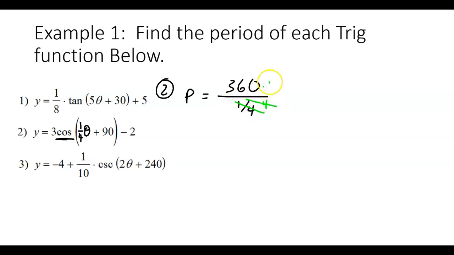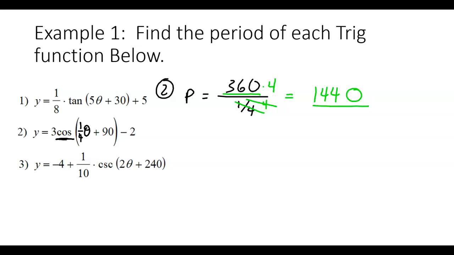But whatever I do to the bottom, I've got to do to the top. So 360 times 4. I believe that would be 1440, if I'm not mistaken. So that's a really big period. Usually cosine would complete its cycle in 360 degrees, but now it's been stretched out so much that it won't complete a full cycle until a total of 1,440 degrees.